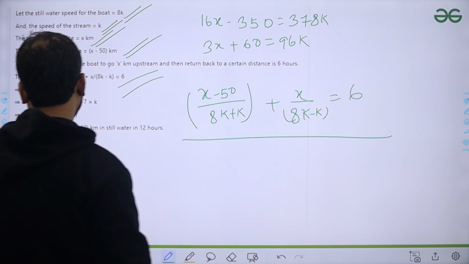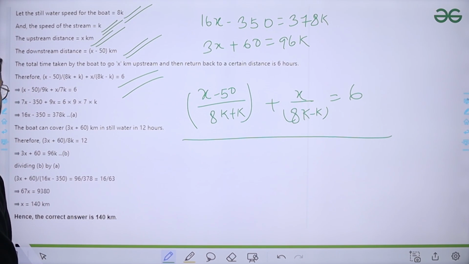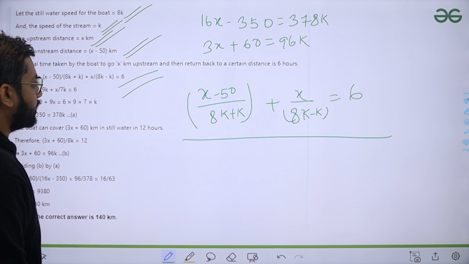ठीक है, आप इसे सॉल्व करोगे, x और k की वैल्यू निकालोगे, सो x वैल्यू इज कमिंग एज अ 140 किलोमीटर. दैट इज द आंसर फॉर दिस क्वेश्चन.